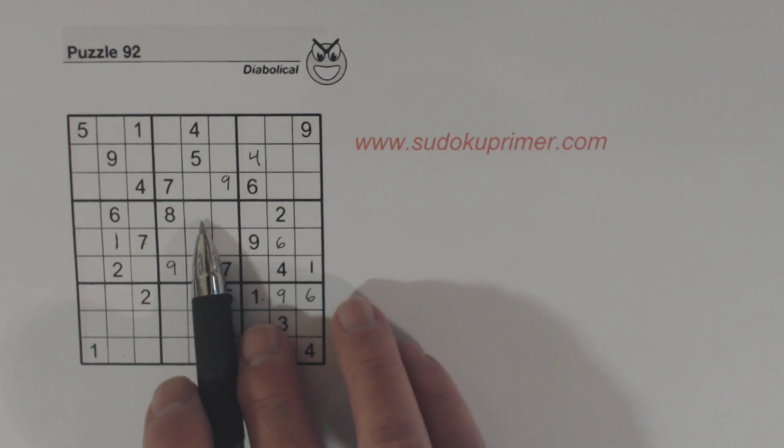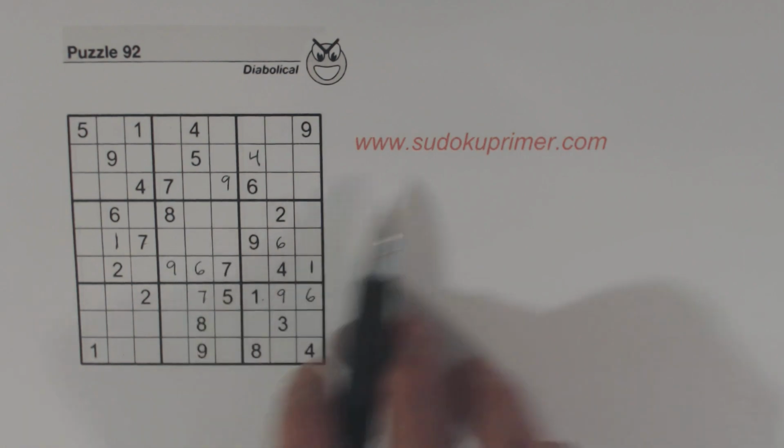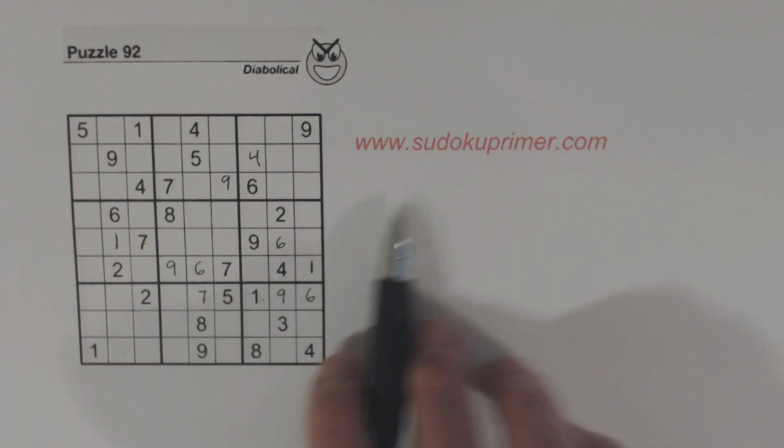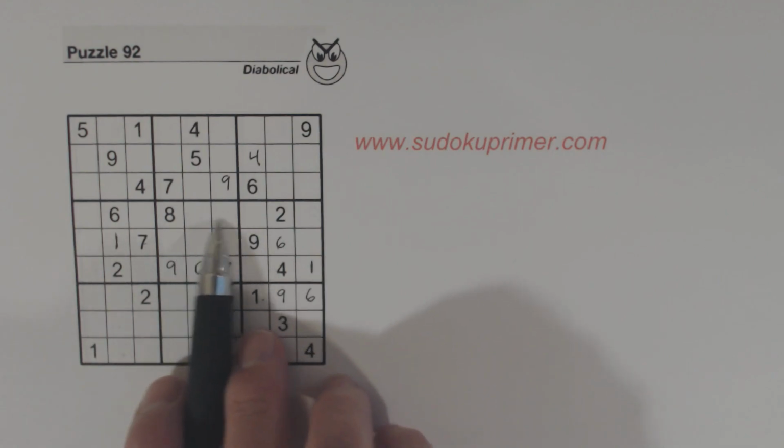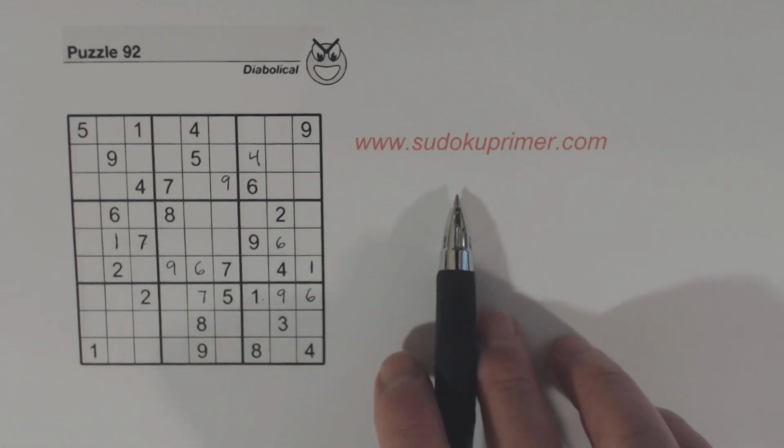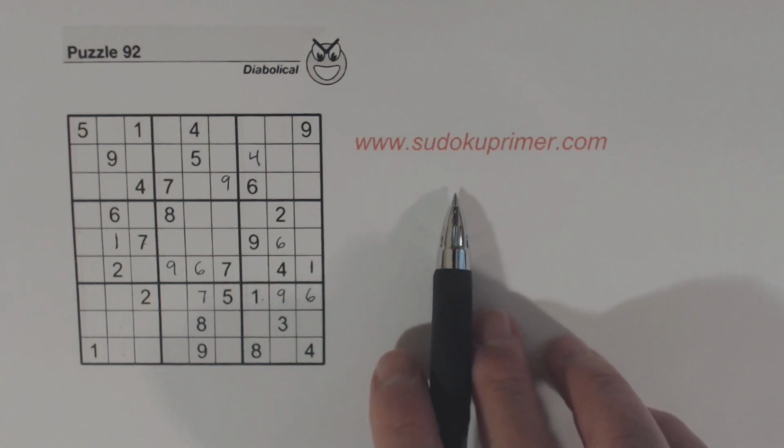And if you're not familiar with techniques that I talk about, go to sudokuprimer.com. You'll find them there. I talked about ghost numbers here, and you'll find ghost numbers right up on sudokuprimer.com.